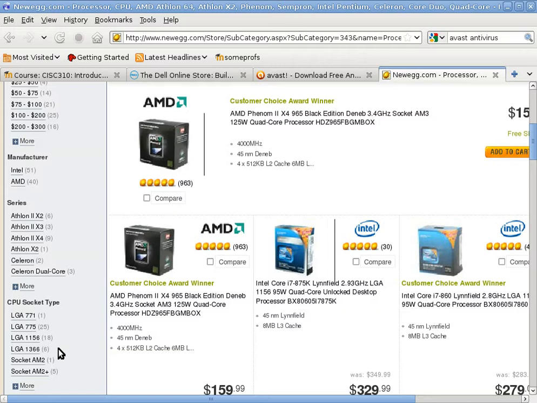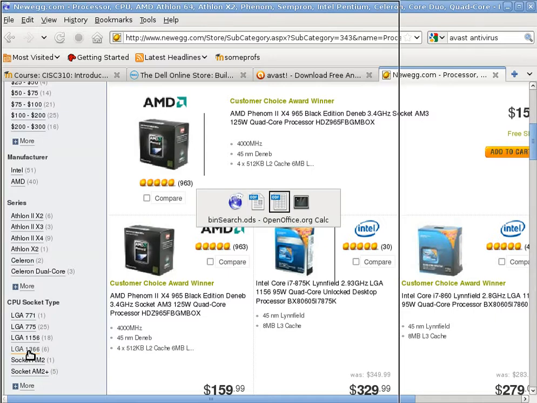the processor. The LGA 1366 is for the i7 processor. So when you select an i7 processor, or at least certain i7 processors, it will require more pins compared to the i5 processors. Okay. Any questions at this point?